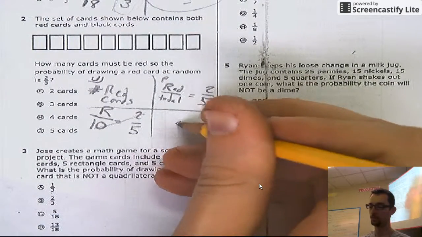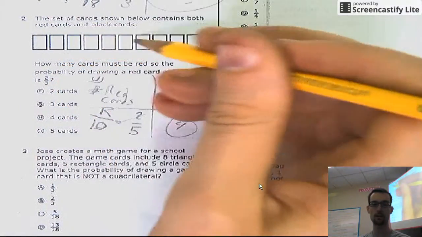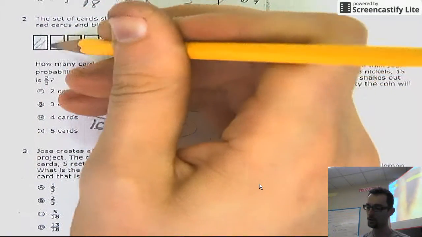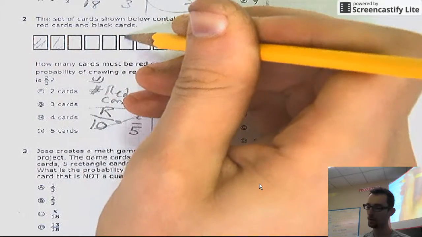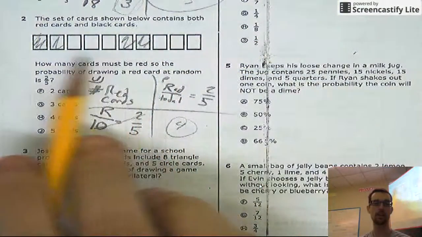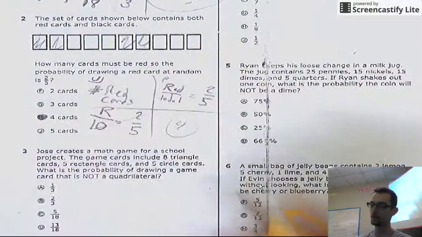You could also just shade 2 out of every 5 cards red. So let's start. 1, 2, 3, 4, 5. 1, 2, 3, 4, 5. And then count them. Hey, look, there's 4 of them. Lots of different ways of getting it, but no matter what we do, we get the same answer, which is 4 cards.